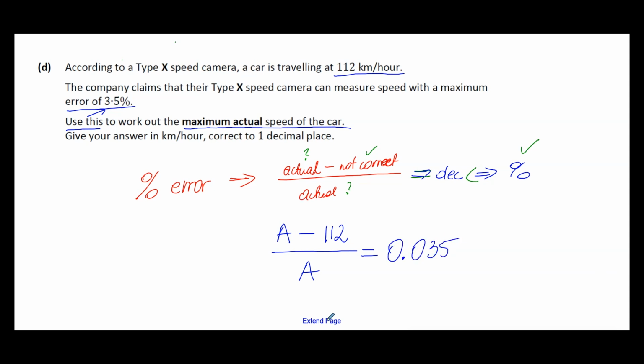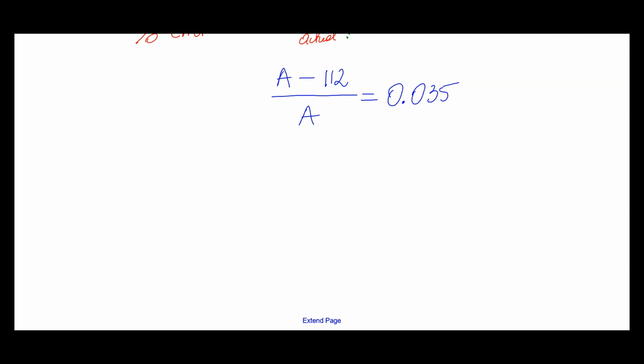and that equals the decimal of our percentage, which would be 0.035. Now, how do we solve it? Well, we want to have A on its own, isn't it? The problem is that we have that in the denominator. To remove the letter from the denominator, we always multiply. And when we multiply, we have to multiply both sides of the equation. So on one side, I have A minus 112, and on the other side, we have 0.035A.